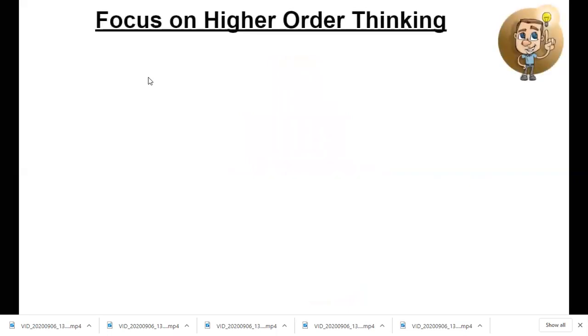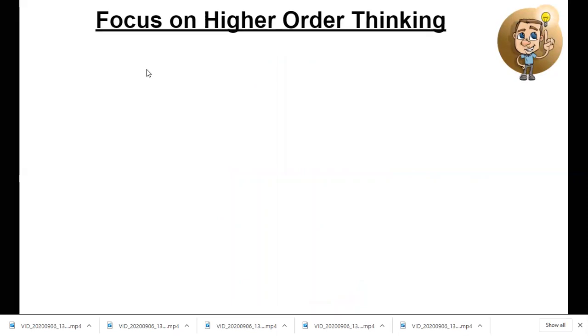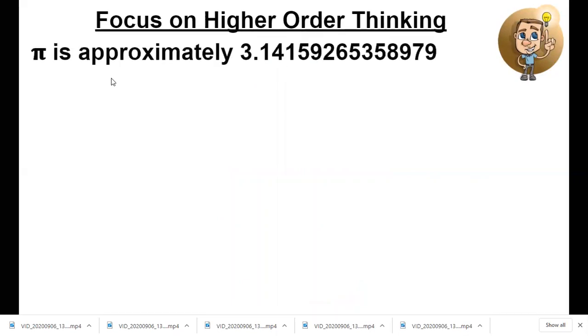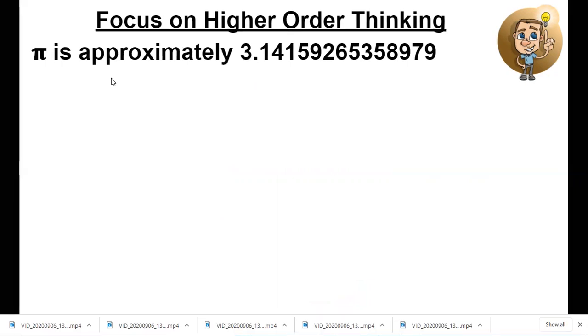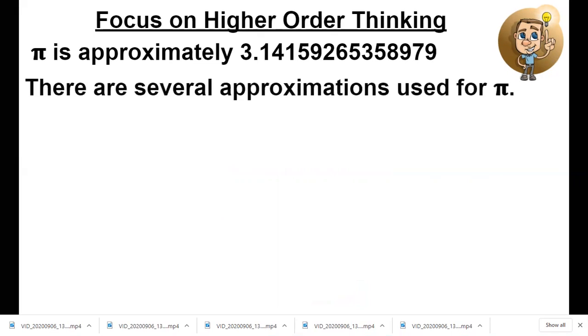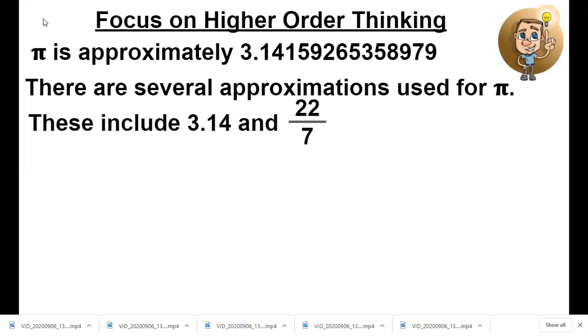So we're going to focus a little bit on some higher order thinking. Pi is approximately, there's the number, 3.141592653588979, etc. Never repeats, never has a pattern, never ends. There are several approximations used for pi. Some of them include 3.14 and another one is 22/7. Both of those are approximations for pi.